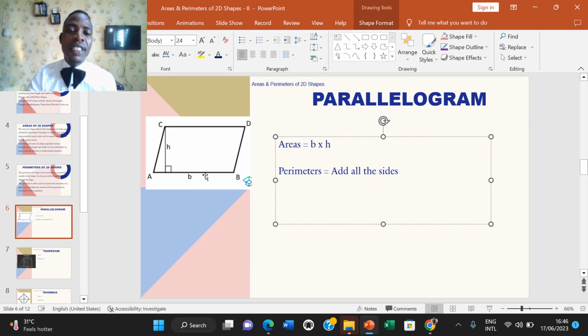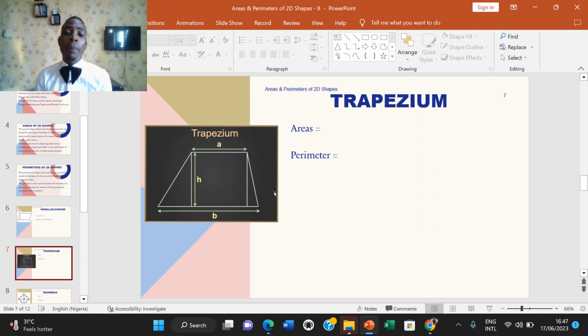This side and this side are the same. So if this is 10, this is also 10. If this is 7, this is also 7. And if you look at the parallelogram closely, it looks like a slanted or a tilted rectangle. That's why the area of a rectangle is length times breadth, while the area of a parallelogram is base times height. That takes us to the next shape, which is a trapezium.